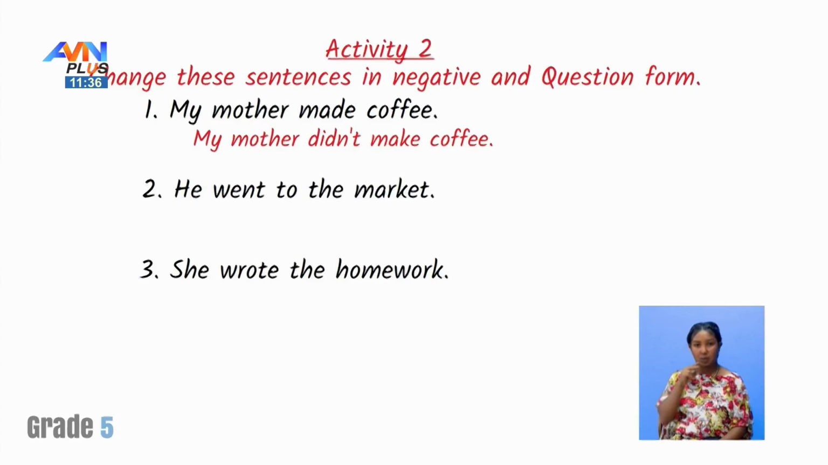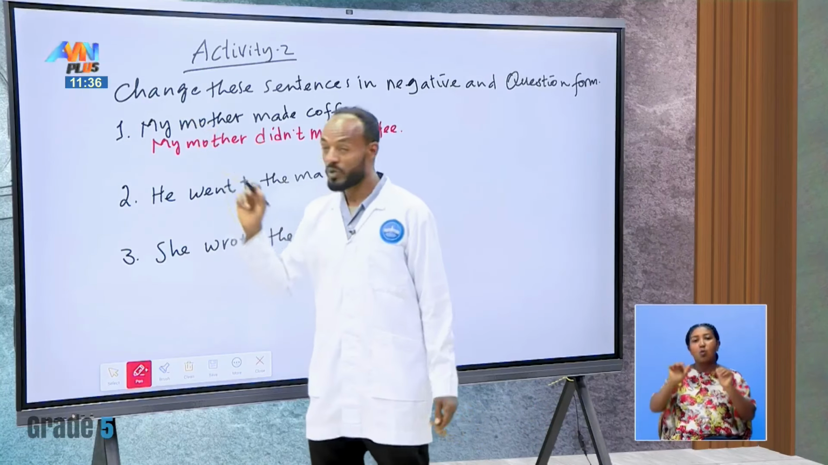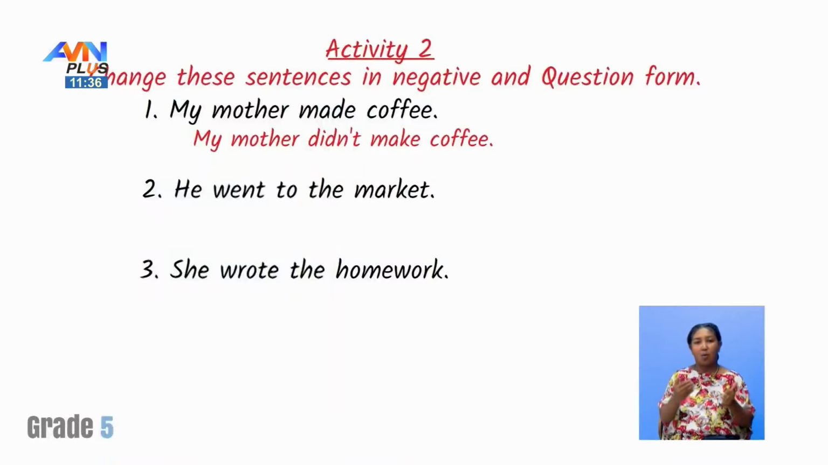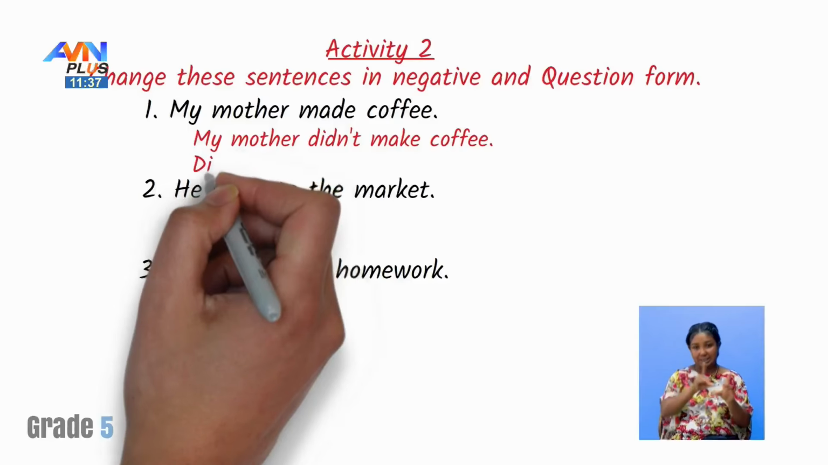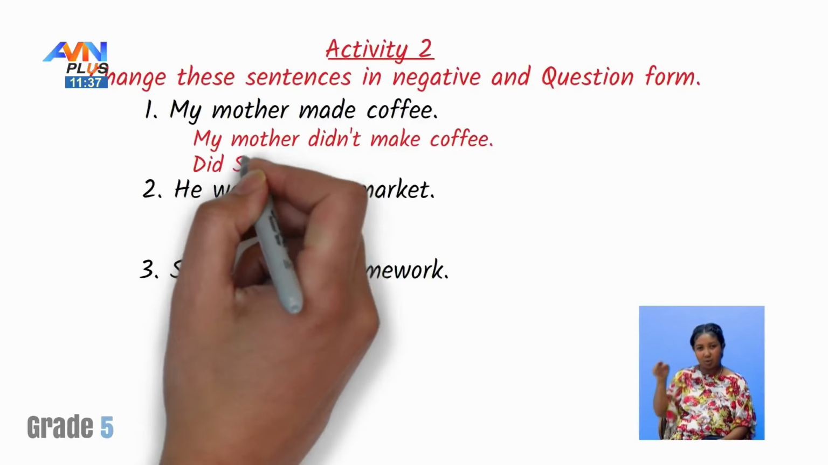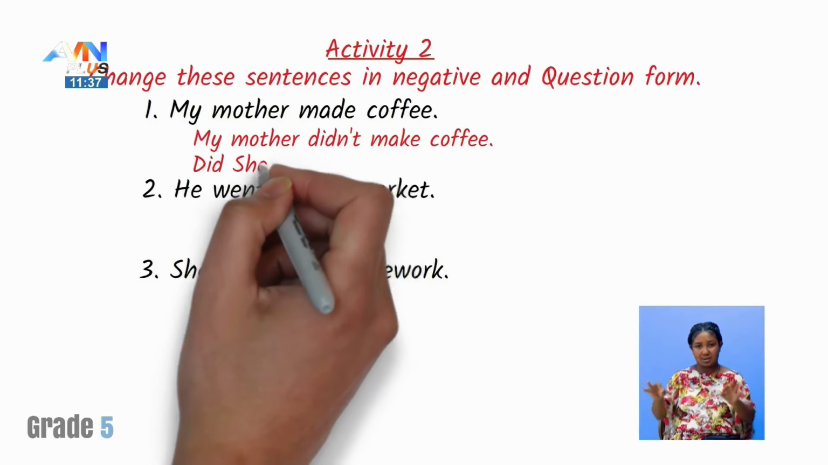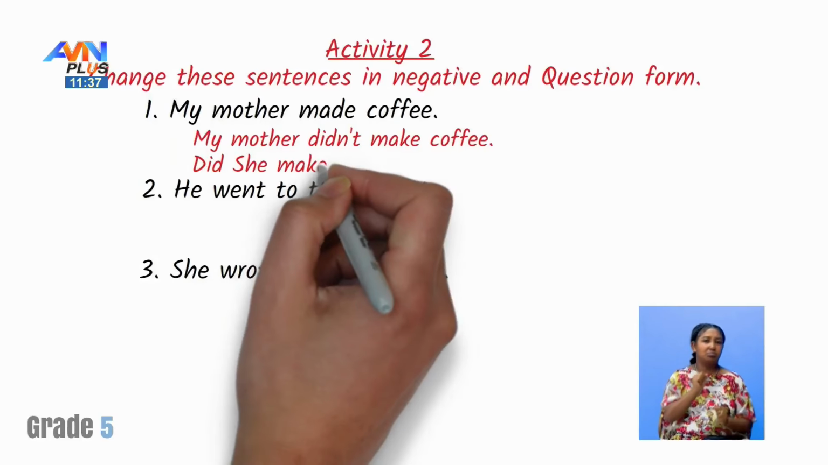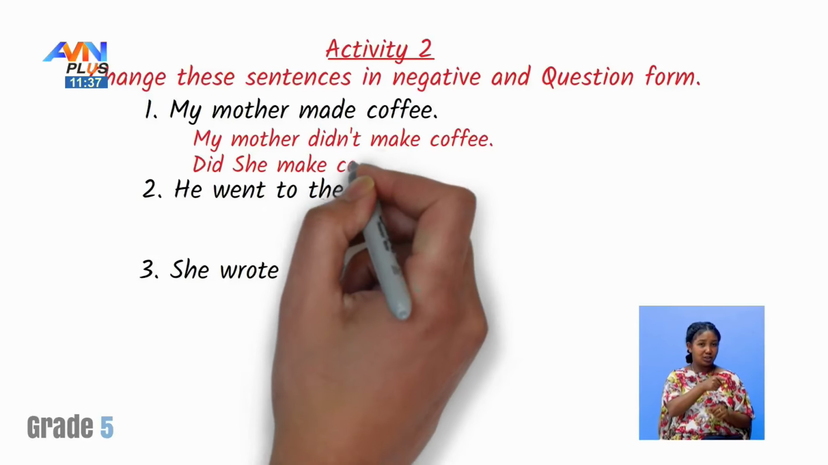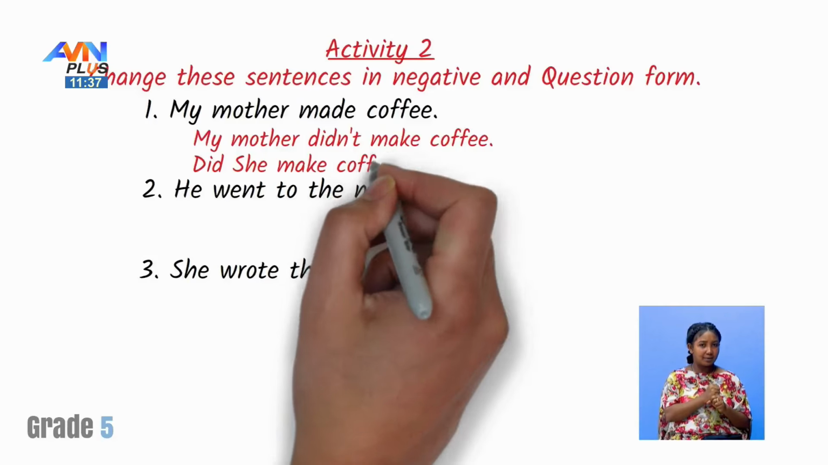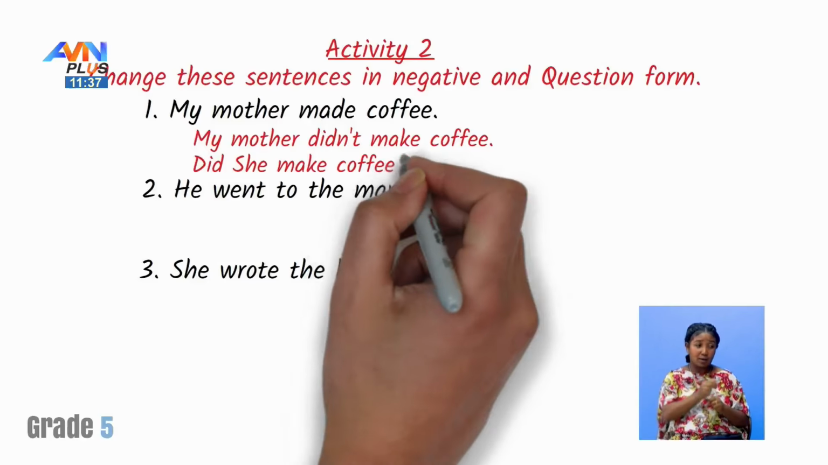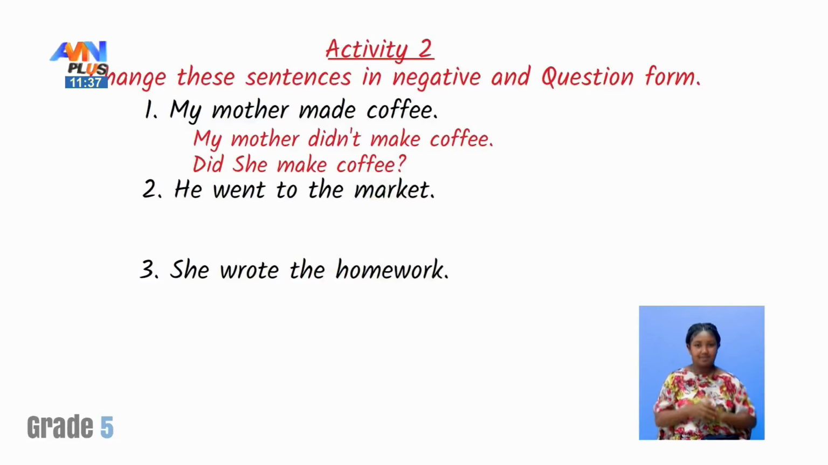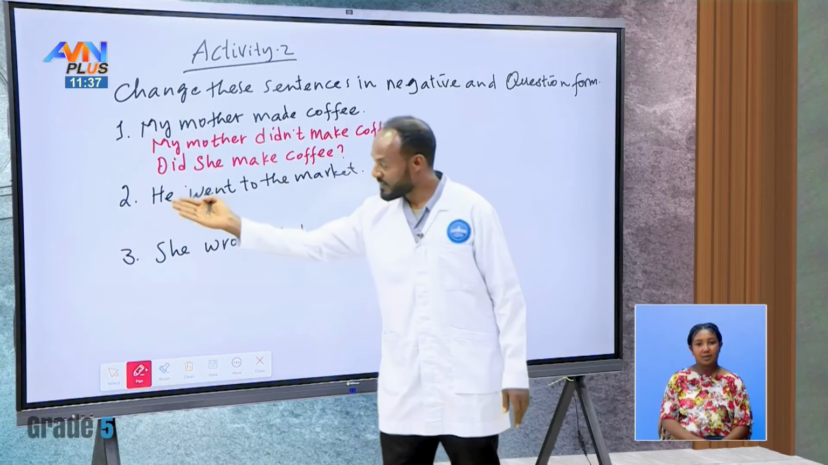Look, this is a negative. What about the question form of this one? We have to start from did, because this one is a positive or affirmative sentence. Did my mother, or she can be said, did she make? Did she make coffee? Look.